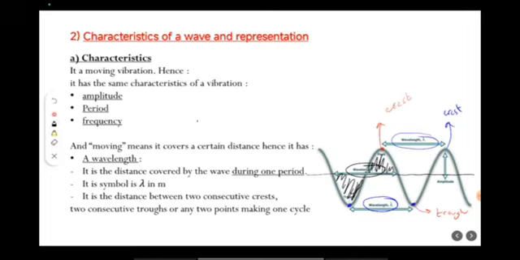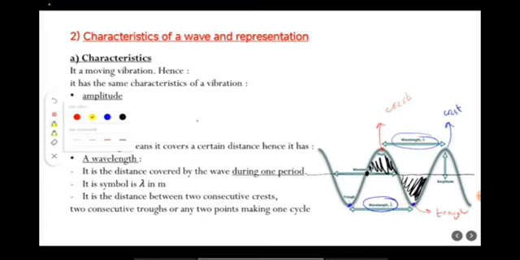You can also measure it from here. Let's say that we started at this point. One complete oscillation, half above the equilibrium position and half below the equilibrium position. So the distance from here to here is the wavelength lambda. So every place where you cover one complete oscillation is the wavelength lambda as a distance.